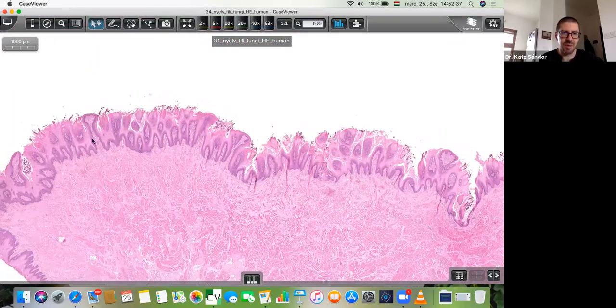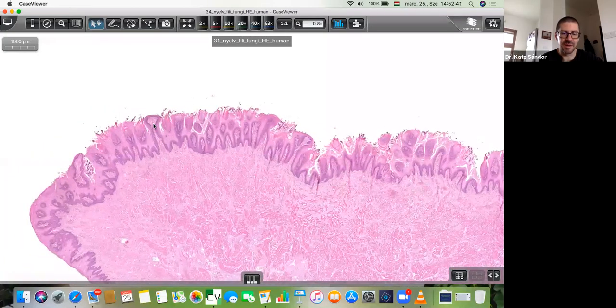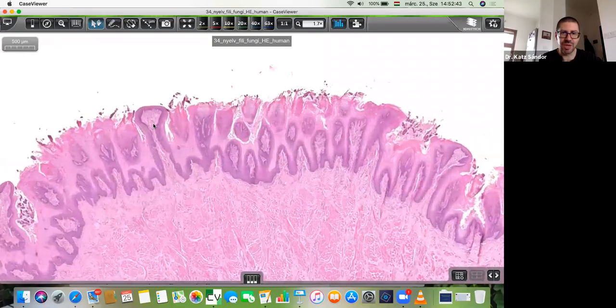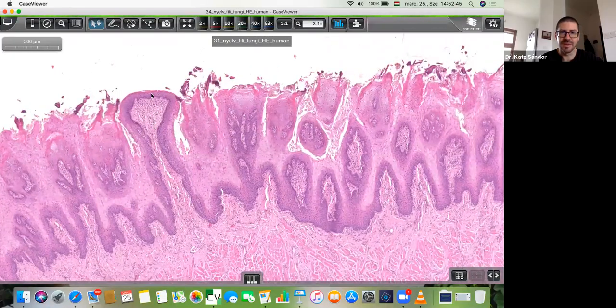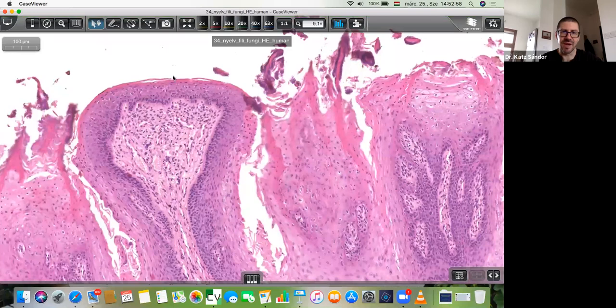I think it's more prominent here. This papilla is a typical mushroom-shaped papilla. This is a fungiform papilla. The connective tissue invaginates into the projection of the papilla, and on the top surface we can find stratified non-keratinized squamous epithelium.